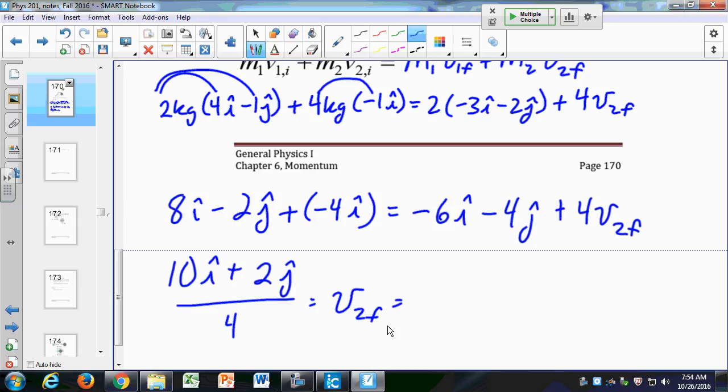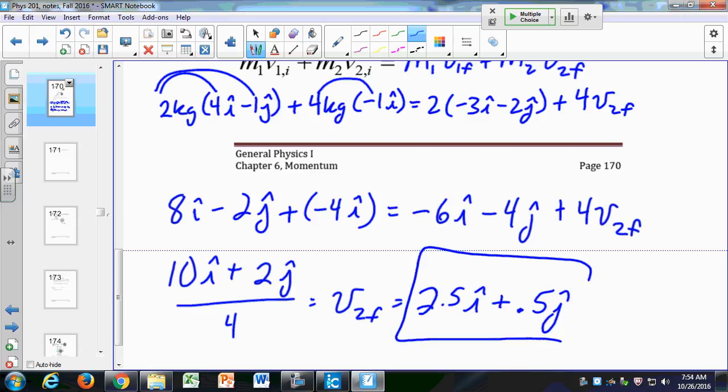I get 2.5I plus 0.5J. Is that right? Did I do that correctly? Is that what you got? Okay, thank you, Josh. So 2.5I plus 0.5J, and that's the answer. Okay? That's all it is for 2D collisions.